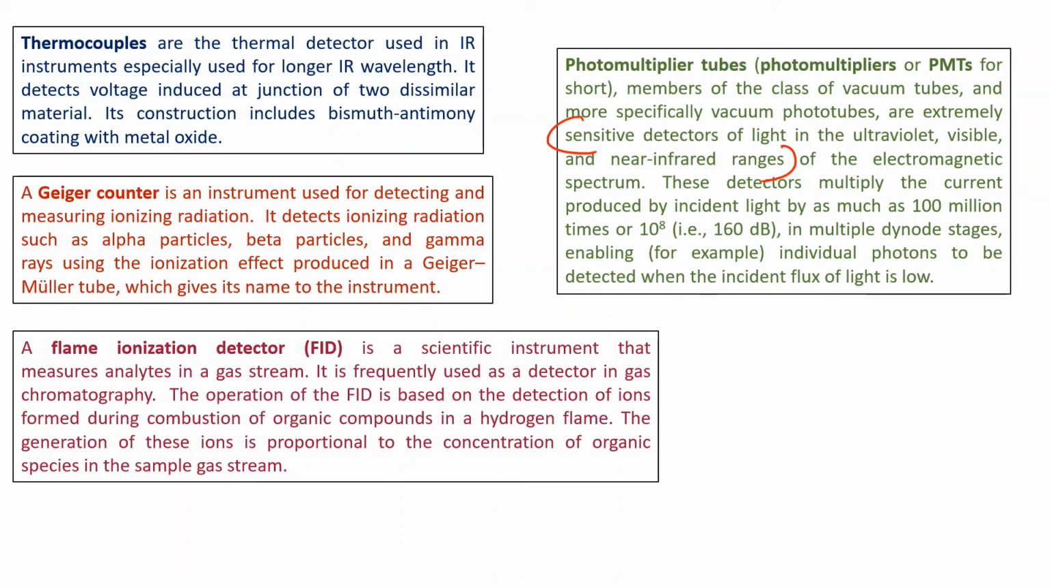And the last option was flame ionization detector. This detector is mainly used to detect analytes in a gas stream. Gas stream means it is very commonly used in gas chromatography. It is a very sensitive detector used in gas chromatography. So the answer is quite straightforward here. Option A, thermocouples, are the detectors used in IR spectroscopy.